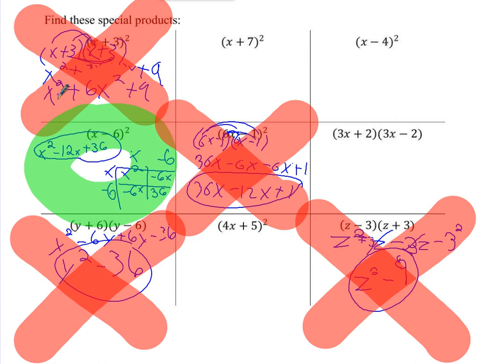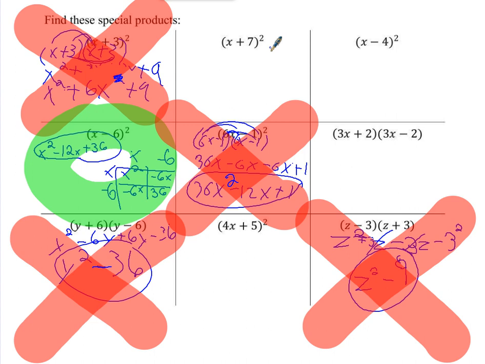So first of all, we have x squared plus 6x plus 9 on that one. X squared minus 12x plus 36 on that one. Y squared minus 36 there. The middle square was 36x squared minus 12x plus 1, and then z squared minus 9. So just to make sure we have all those correct on our notes.